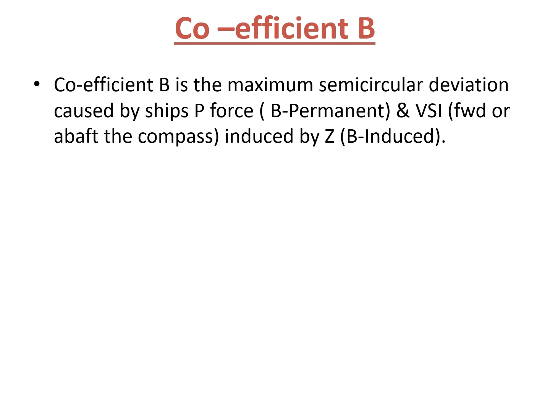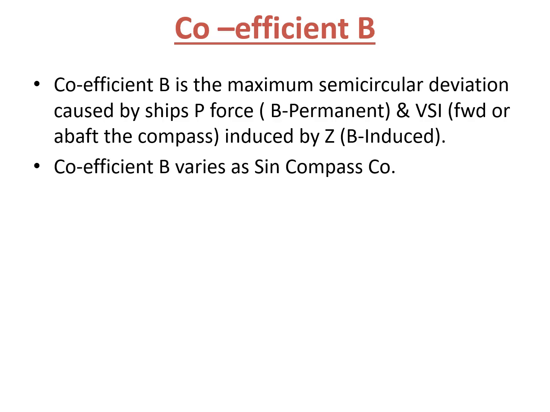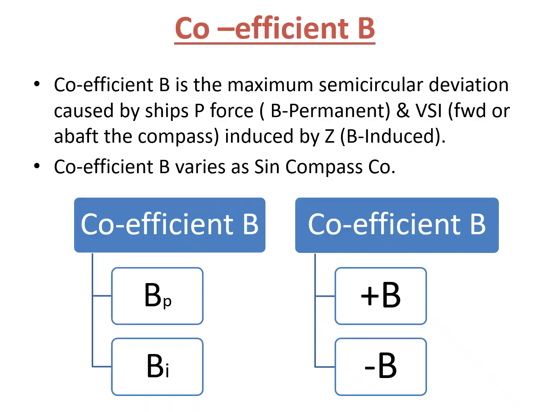What is coefficient B? Coefficient B is the maximum semicircular deviation caused by ship's P force, that means permanent magnetism, and VSI forward or above the compass position induced by jet. That VSI induced by jet, we call B induced or induced magnetism. Right? This coefficient B varies as sine compass course, and this coefficient B also has two types. We have B plus or B minus. What is B plus and B minus? We'll see that one. Right? So they are the general definition of coefficient B, and they are the categories of coefficient B.